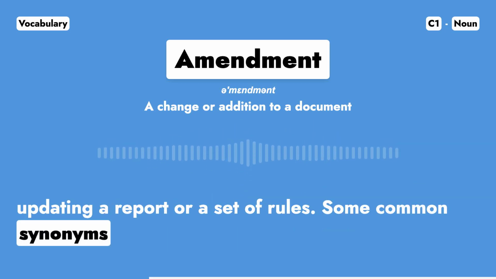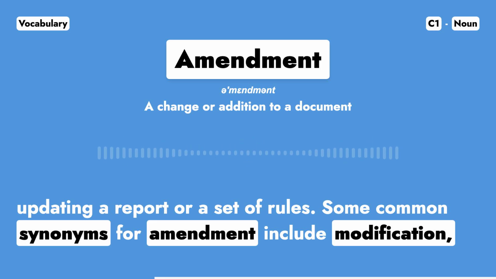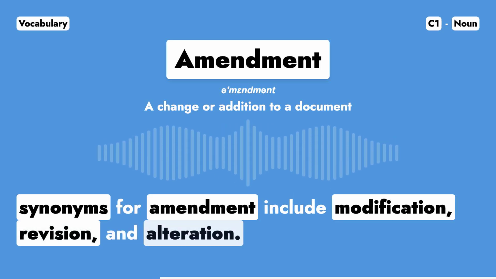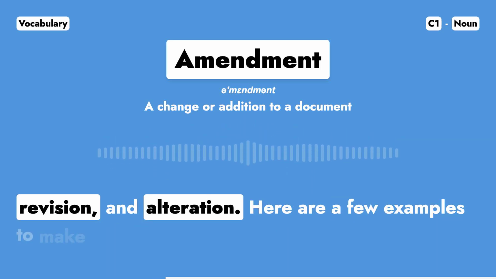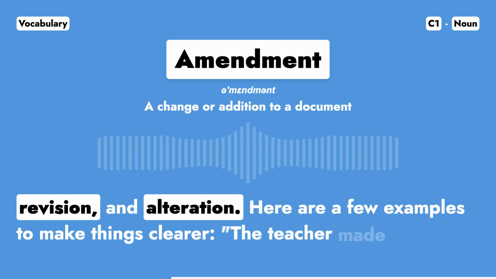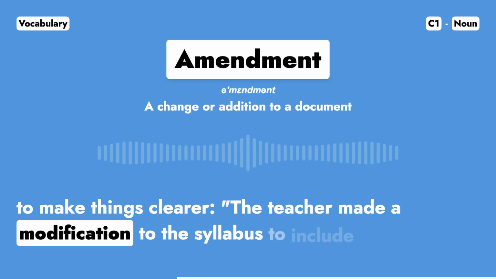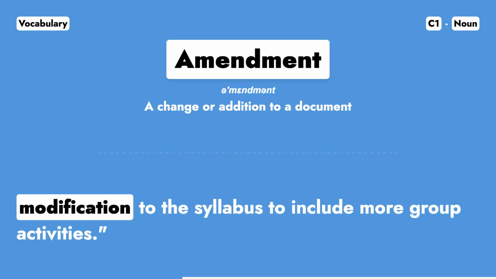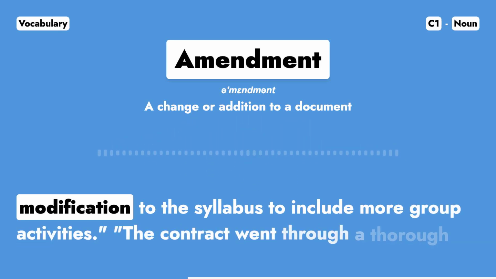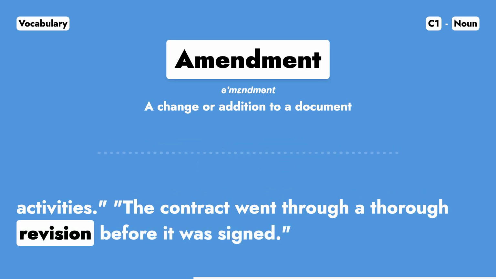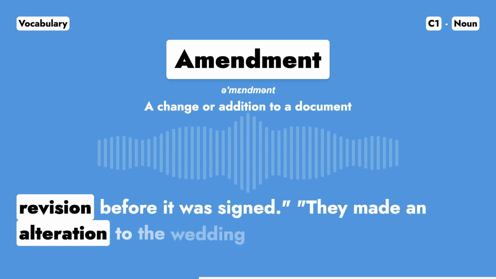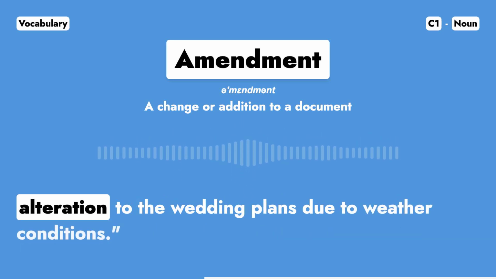Some common synonyms for amendment include modification, revision, and alteration. Here are a few examples to make things clearer. The teacher made a modification to the syllabus to include more group activities. The contract went through a thorough revision before it was signed. They made an alteration to the wedding plans due to weather conditions.